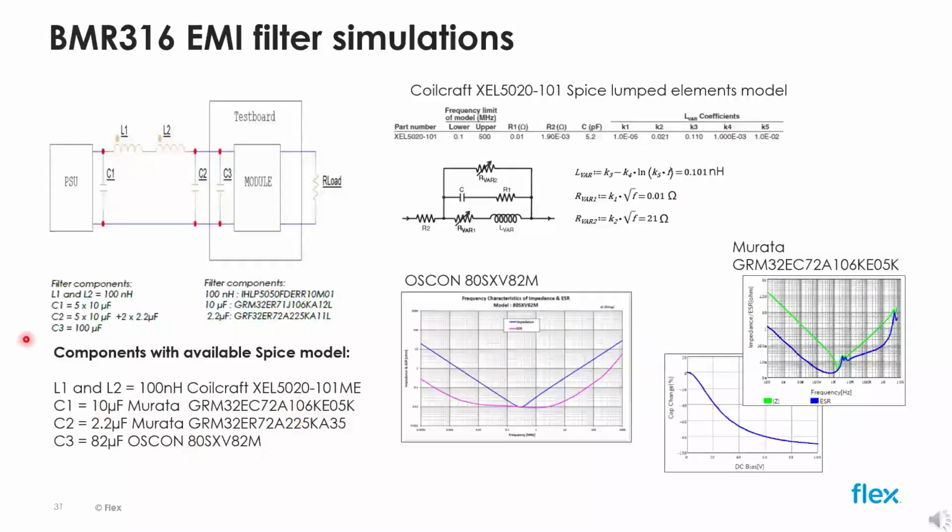Let's now have a look at a real EMI filter design. The schematic in the top left of the page is the EMI filter we publish on the BMR 316 datasheet. The BMR 316 is a non-isolated, unregulated 1 kilowatt DC-to-DC converter with a 4:1 voltage transformation ratio, 48 volts in to 12 volts out.